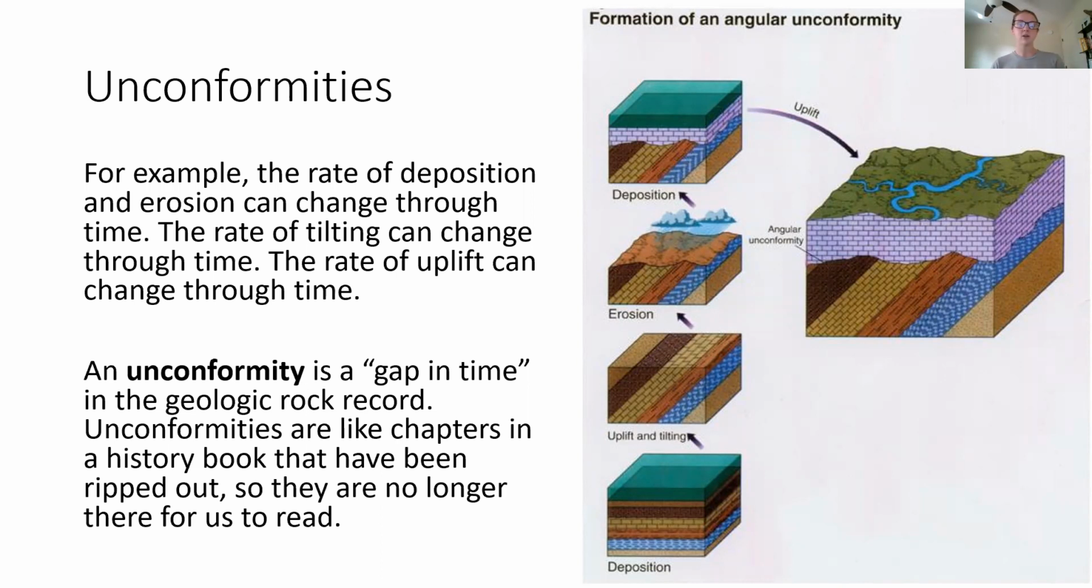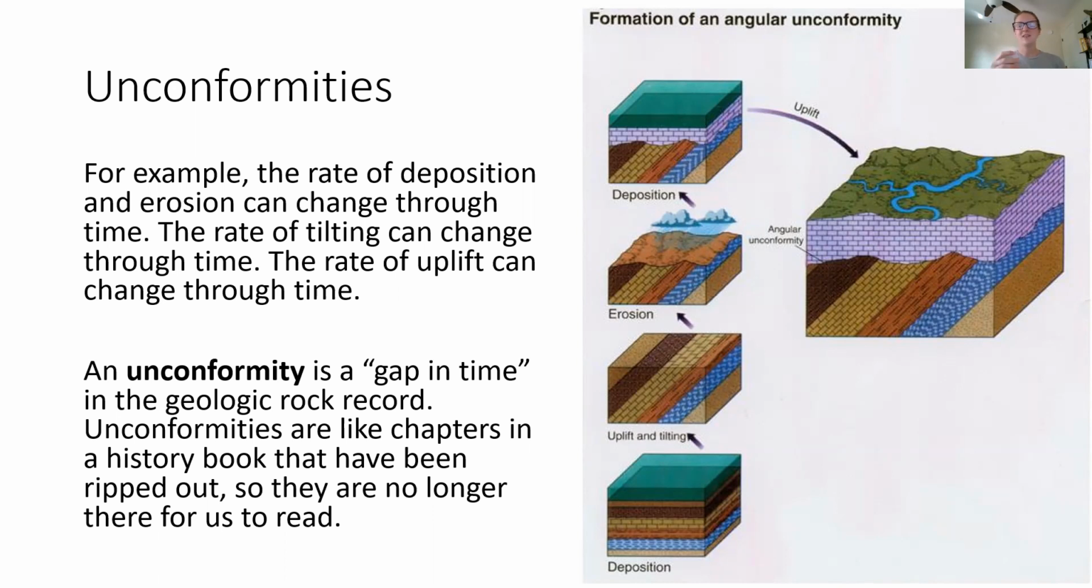Just like not every organism was preserved into a fossil, not every period of time is represented in the stratigraphic record, right? And where time is not represented in the stratigraphic record, we call this an unconformity. Unconformities, I think of them as pages being ripped out of a history book, right?